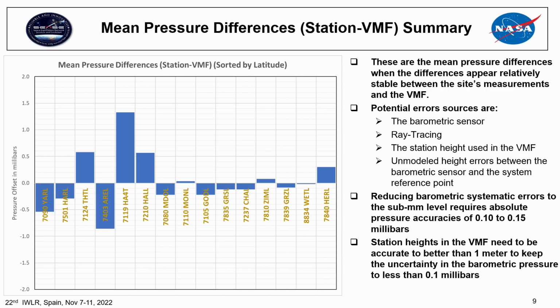So, like I said, again, we need to reduce these barometric systematic errors to the sub-millimeter level. To reduce this to the sub-millimeter level, we require absolute pressure accuracies of 0.1 to 0.5 millibars, depending on how low the stations track, on the lowest elevation angles. And station heights in the VMF need to be accurate to better than 1 meter to keep the uncertainty in the barometric pressures to less than 0.1 millibars.